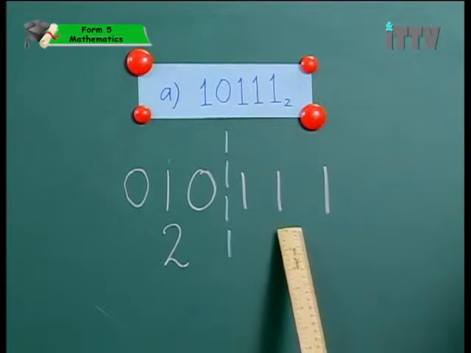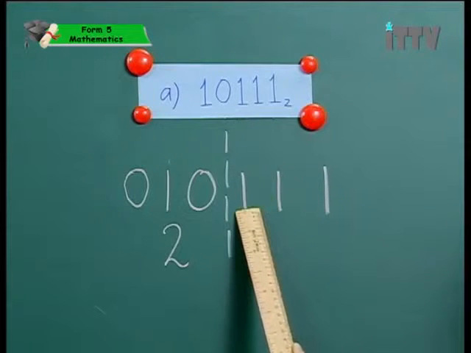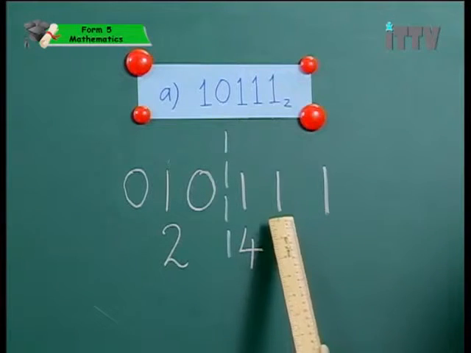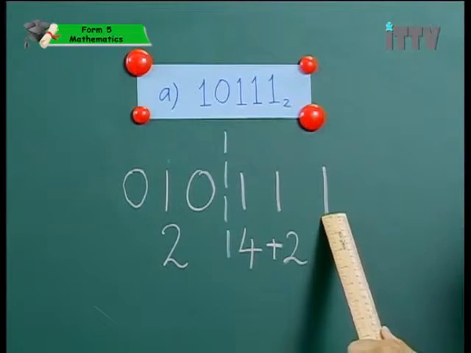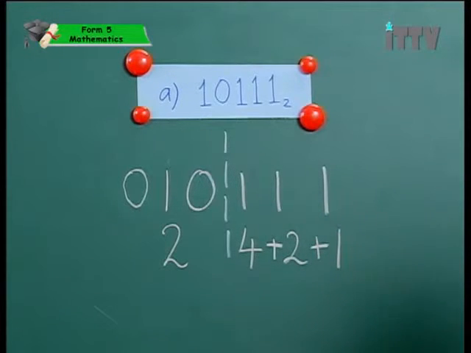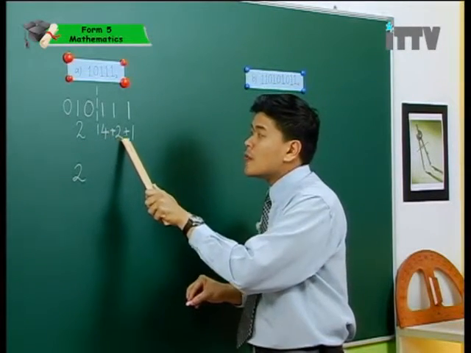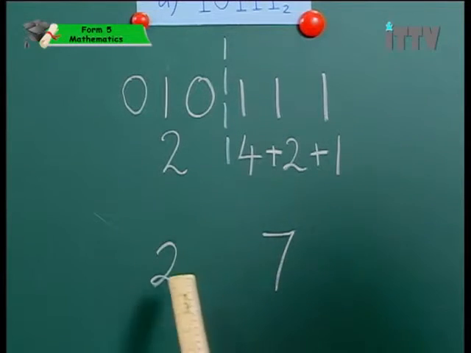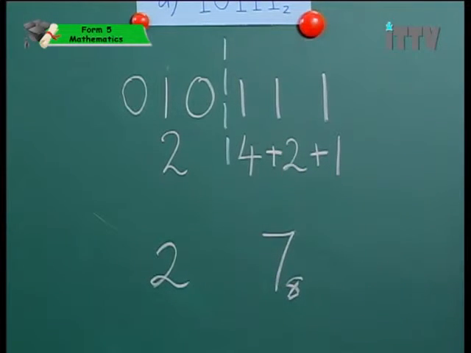Okay, what about this side? Can you see that there is a 1 on each position in the group? So the 1 here carries 4, right? The 1 here carries 2 in base 8. So we have to add it up. And the 1 here carries 1 in base 8. So can you see that here we have already 2. Here 4 plus 2 plus 1 gives us 7. So 27 in base 8 will be equivalent to 10111 in base 2.